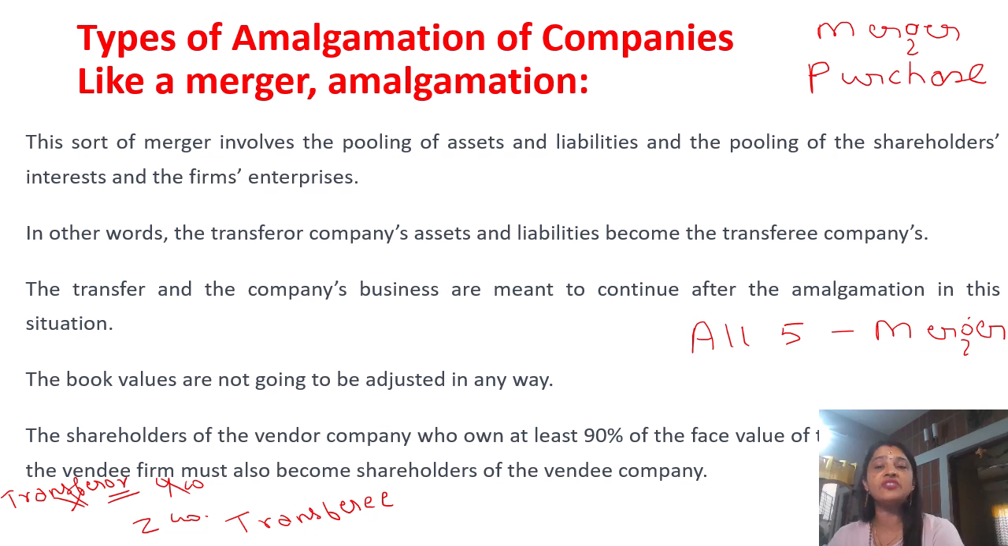So if these 5 conditions are fulfilled, then it is called amalgamation in the nature of merger. If it is not fulfilled, it will be called amalgamation in the nature of purchase. So the 5 conditions will decide whether it is merger or purchase. Even if one condition is not fulfilled, then it will be called amalgamation in the nature of purchase.